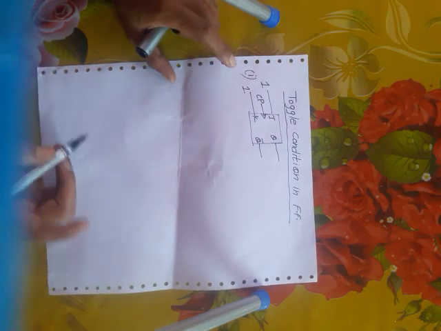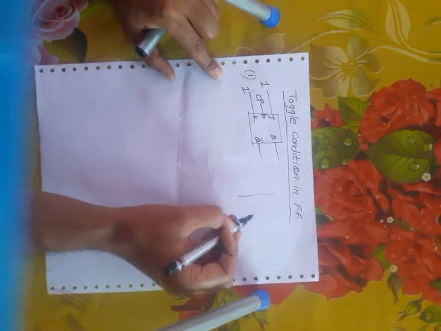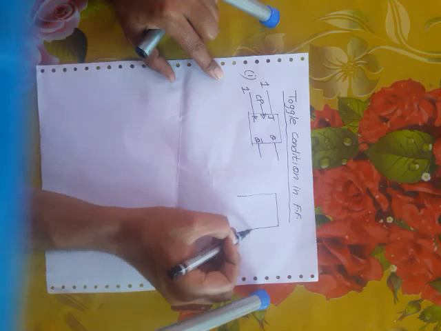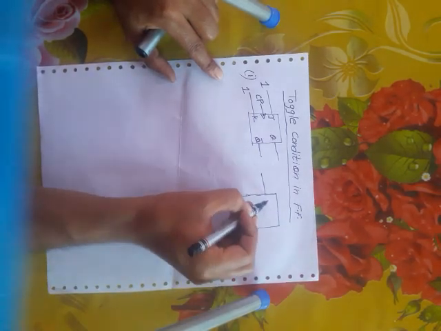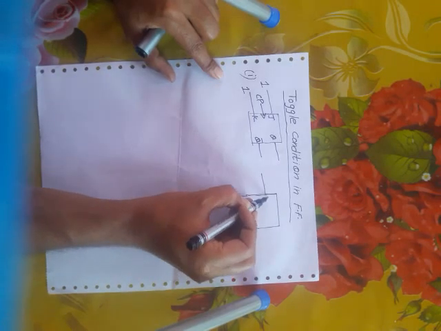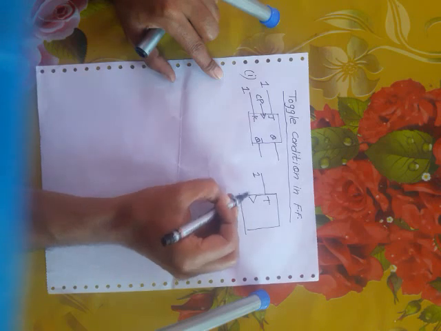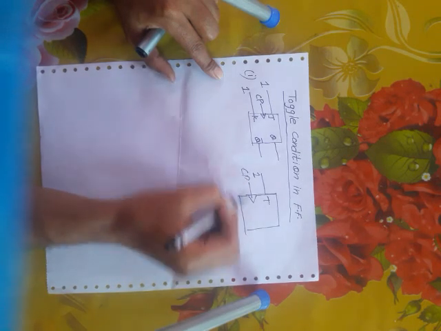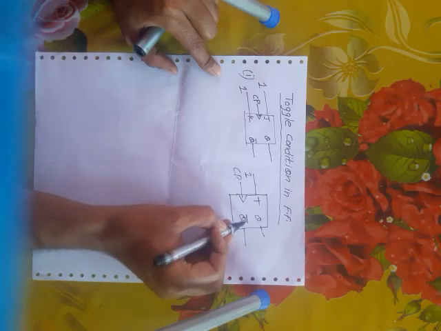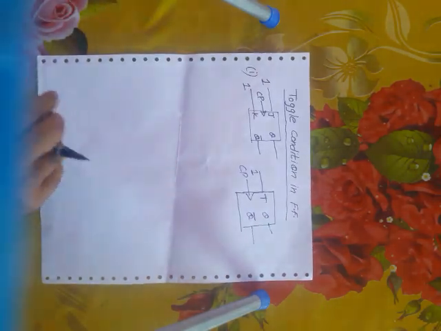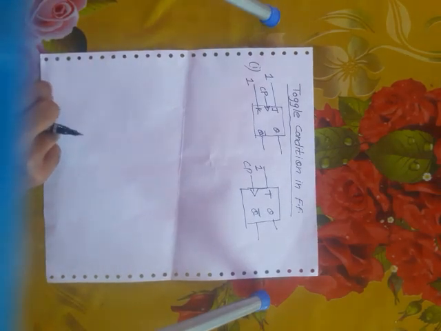And one more condition is when we use a T flip-flop. In a T flip-flop, when T equals 1, with this clock pulse, this Q and this Q bar, we get toggling. You are already aware of these two conditions.